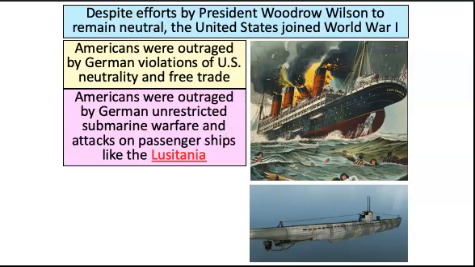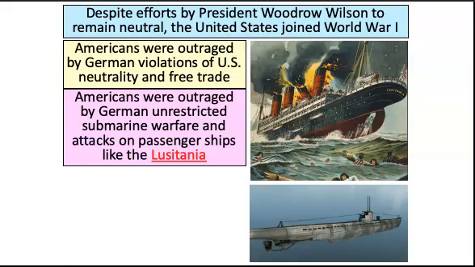However, despite efforts by President Woodrow Wilson to remain neutral, the United States would eventually join World War I in 1917. We joined the war for several reasons. First, Americans were outraged by German violations of U.S. neutrality and free trade. They did this mostly through what was called their unrestricted submarine warfare, and they attacked passenger ships such as the Lusitania, where many Americans lost their lives.